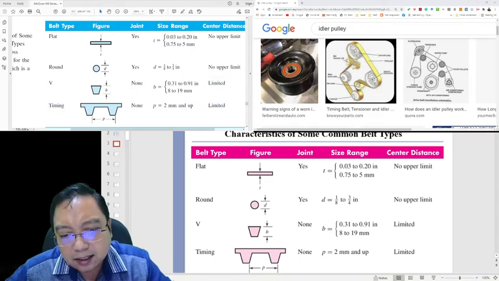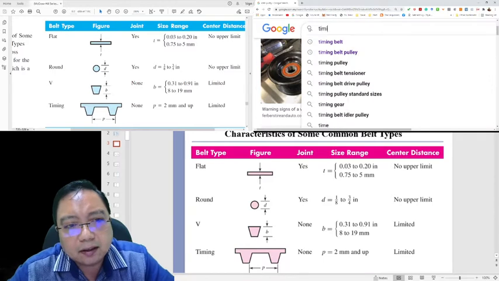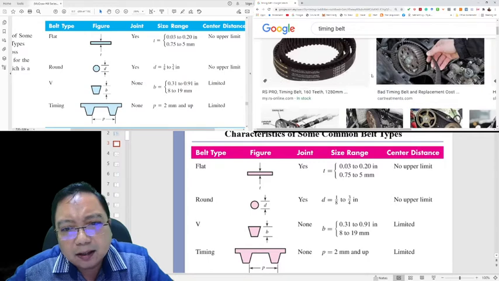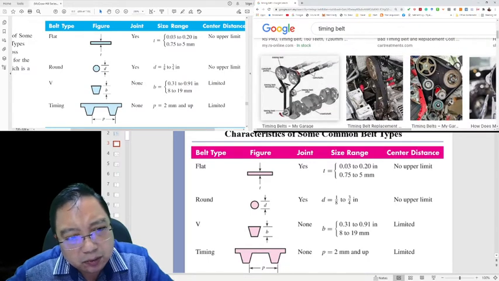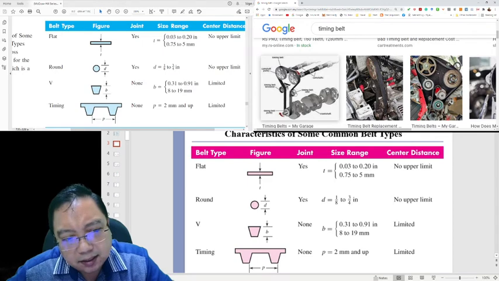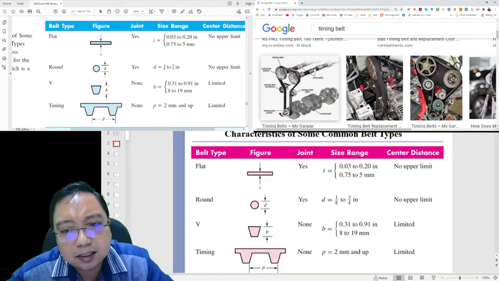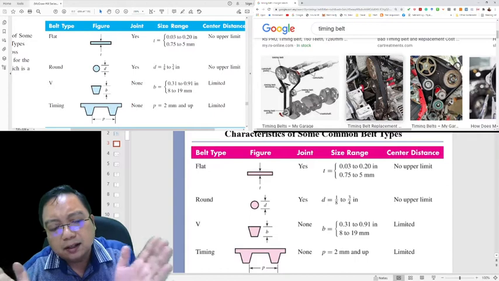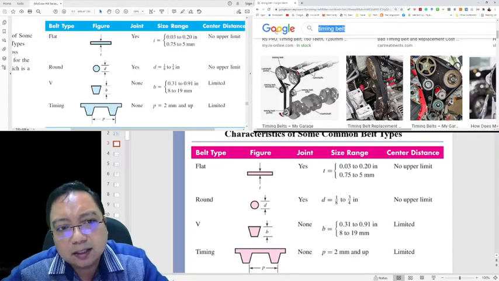You can see the timing belt. The connection between this and this has a distance. It is limited by the distance from machinery, to motors, to crankshaft. This is the meaning of limited, because you don't have a longer distance. The timing belt has some limitation because of the engine itself.